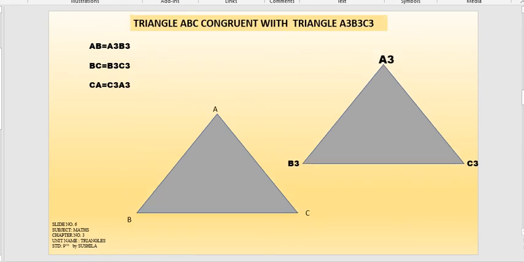Now come to the next part of the chapter, that is triangle ABC congruent with the triangle A3, B3, C3, right? Here it is with respect to the sides. AB will be equal to A3B3, BC will be equal to B3C3, and AC will be equal to A3C3 with respect to their sides. And how will we check? In the same manner only.